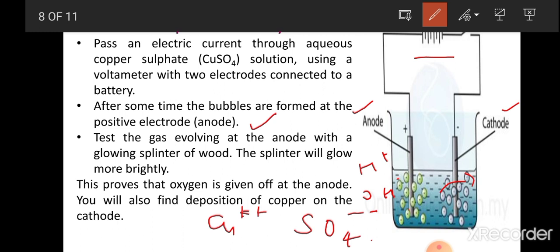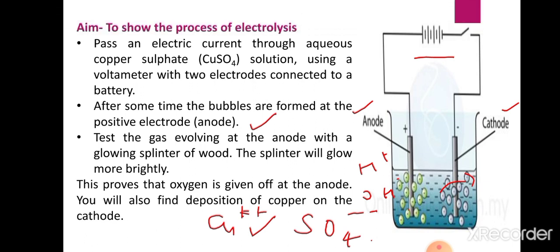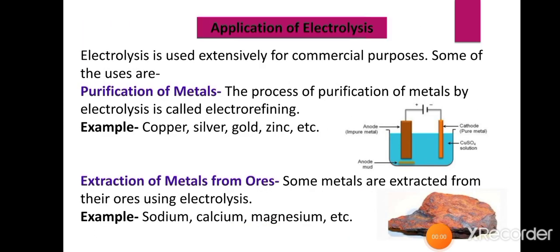So you all know that oxygen supports burning. Okay, and one more thing, this copper will be deposited at the cathode. So this is the electrolysis of copper sulfate solution. Now the next topic of this chapter is applications of electrolysis. This process is very important because it is widely used for commercial purposes.